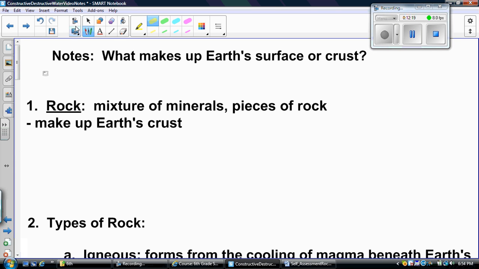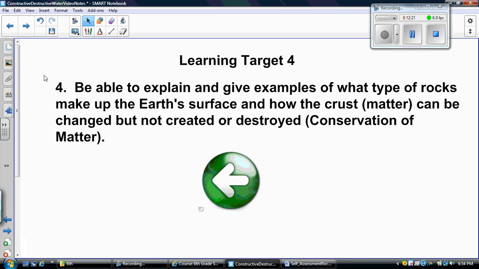Okay, so after these notes, hopefully you've got a better understanding of the different types of rocks and how they make up the Earth's surface, and the theory of conservation of matter, of how matter, or rocks, cannot be created or destroyed but can only change.